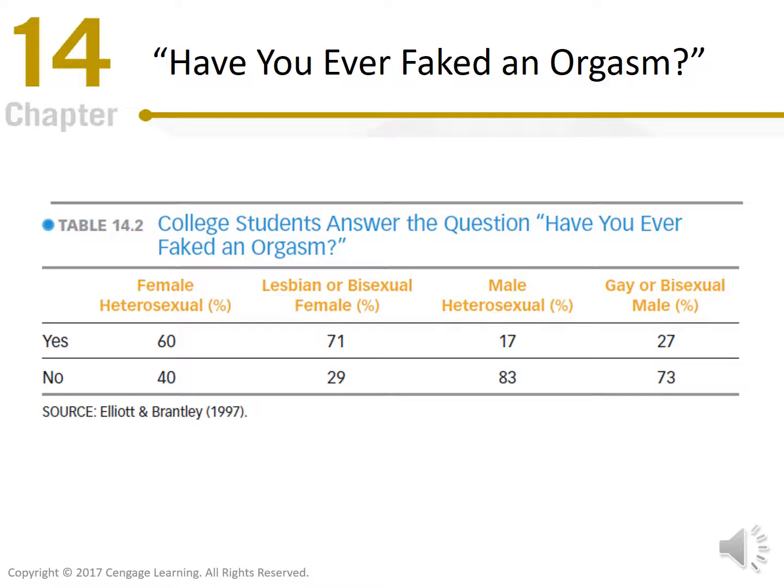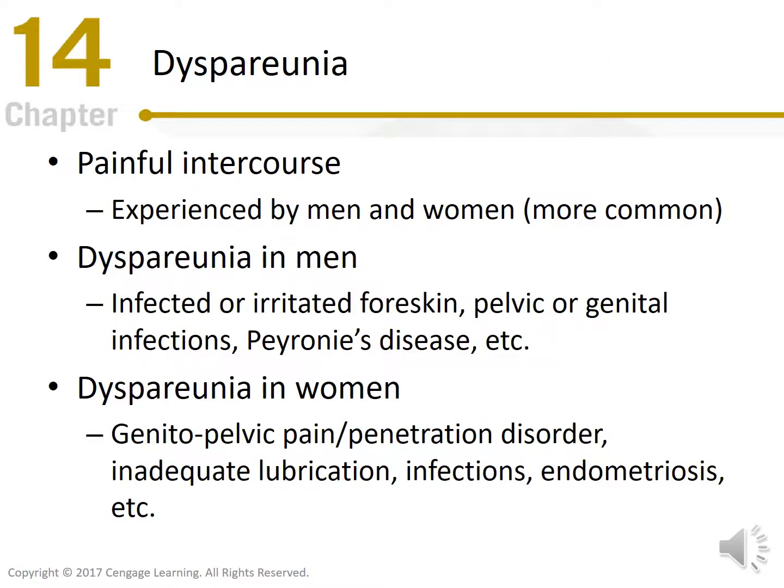Dyspareunia. Dyspareunia includes such things as painful intercourse, experienced by men and women, but it's more common in women. Dyspareunia in men can be caused by infected or irritated foreskin, pelvic, or genital infections. Dyspareunia in women can be genitopelvic pain, penetration disorder, inadequate lubrication, infection, or endometriosis.